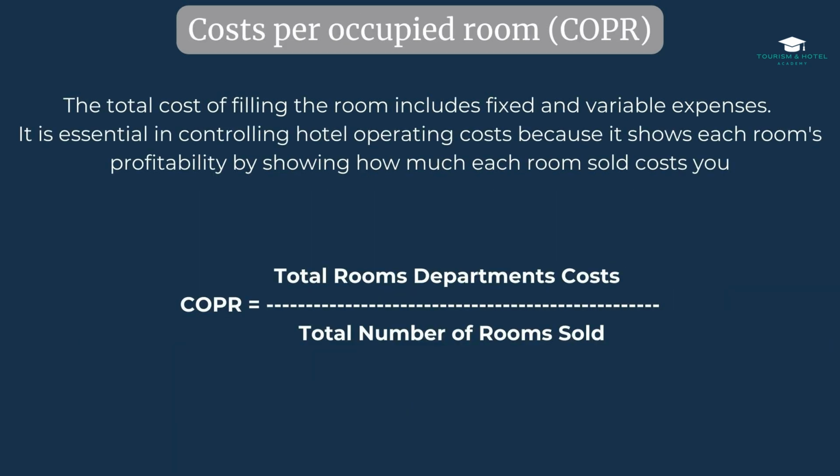Costs per occupied room, or COPR. The total cost of filling the room includes fixed and variable expenses. It is essential in controlling hotel operating costs because it shows each room's profitability by showing how much each room sold costs you. COPR equals total rooms department's costs divided by the total number of rooms sold.